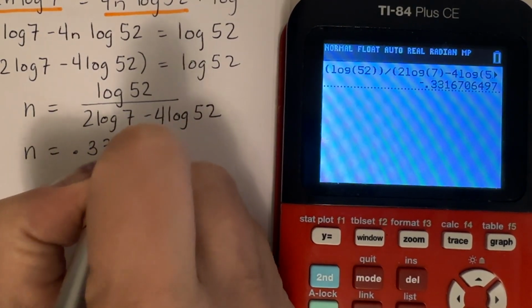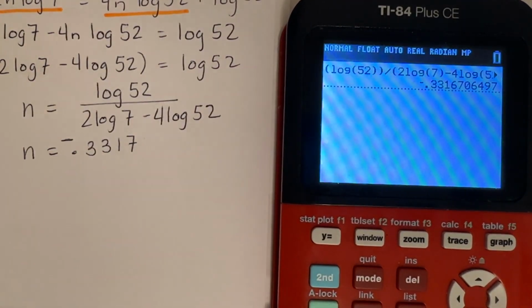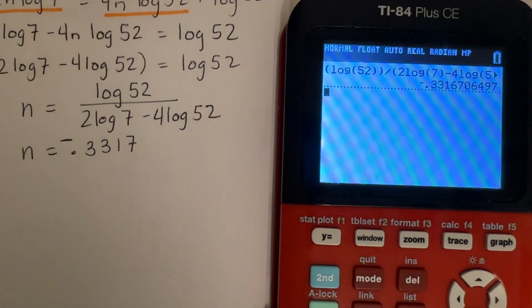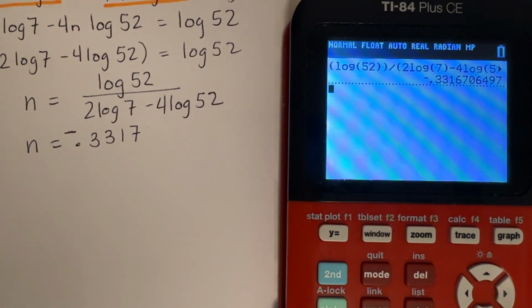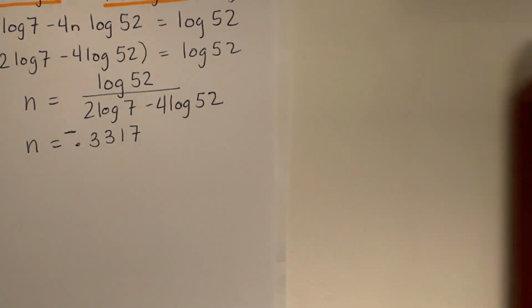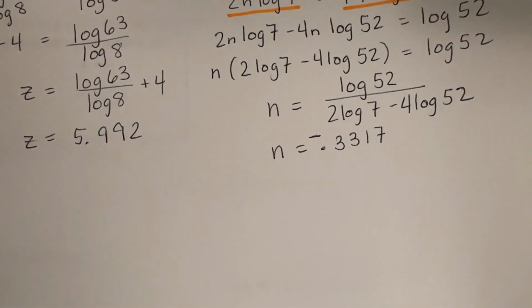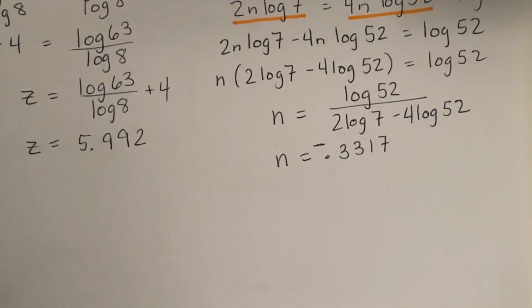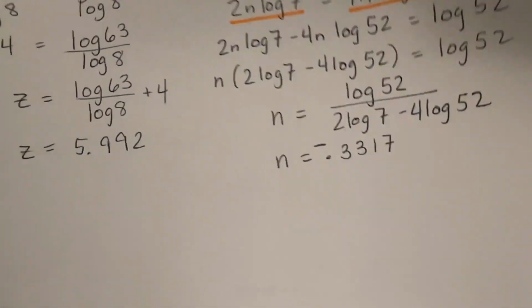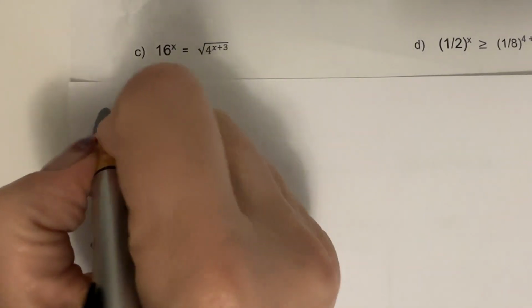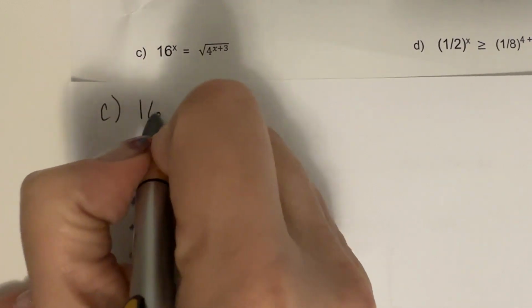0.3317, and it's supposed to be negative for my eagle eyes out there who noticed that. All right, so any questions, hopefully about that, have been simplified. Let's try C. All right, so let me pull over here so you can see C. I'm just going to rewrite it a little bigger.